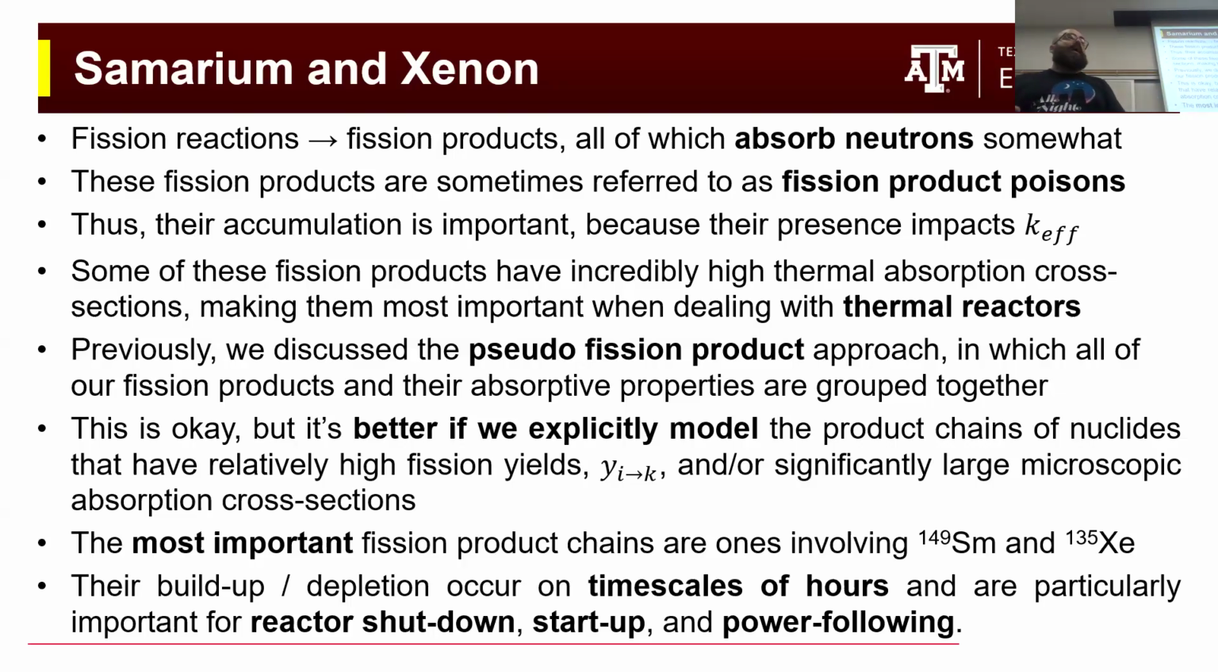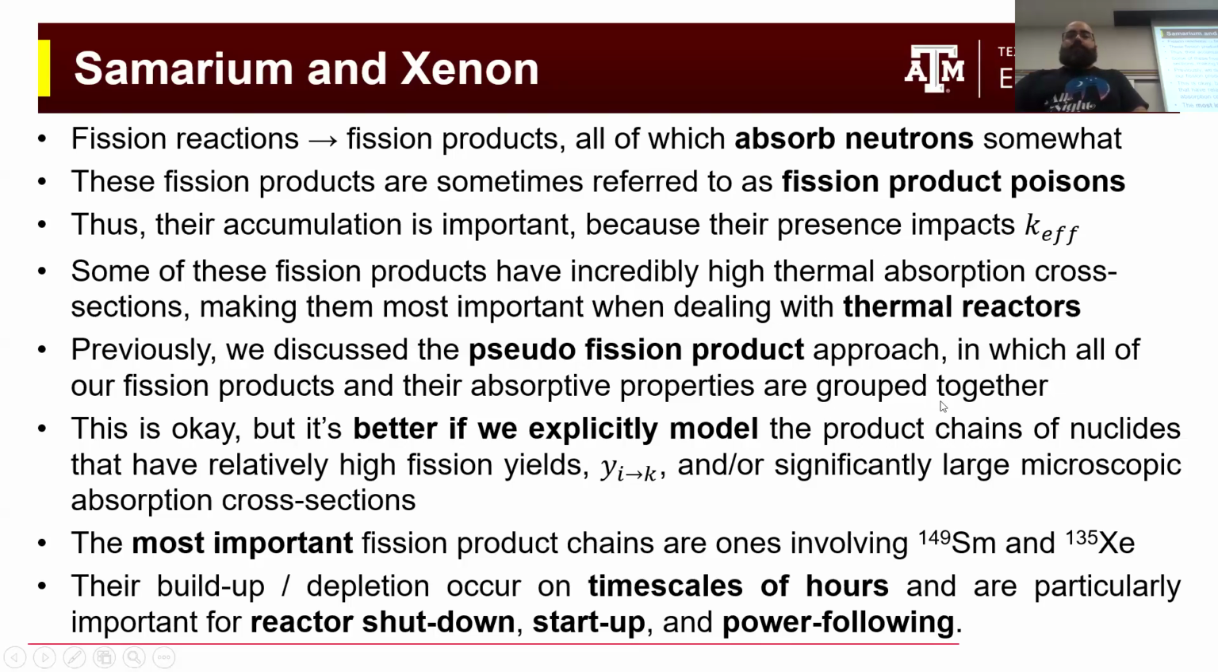So we need to keep track of these highly absorbing fission products, because if you have a lot of absorption in your reactor, that's going to impact your k effective, which is going to affect your power and your criticality state and things of that nature. Especially for thermal reactors, some of these fission products have very high absorption cross sections in the thermal range.